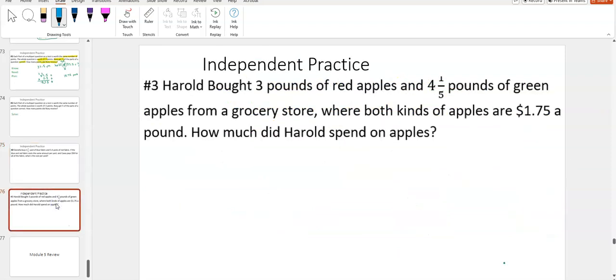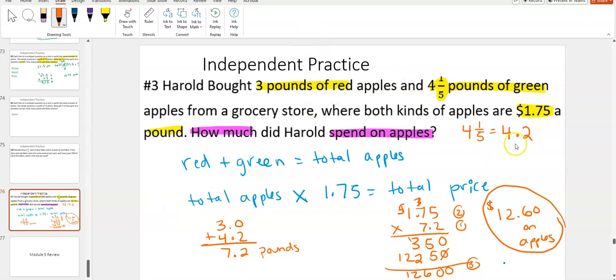Okay, number 3, Harold bought 3 pounds of red apples and 4 1/5 pounds of green apples from the grocery store, where both kinds of apples are $1.75 a pound. How much did he spend on apples? All right, 3 pounds of red apples and 4.2 pounds of green apples added together will get me the total apples. If I take the total apples times $1.75, which is how much they are per pound, then I'll get my total price. So I got 7.2 pounds of apples total times $1.75 each, and I got $12.60.